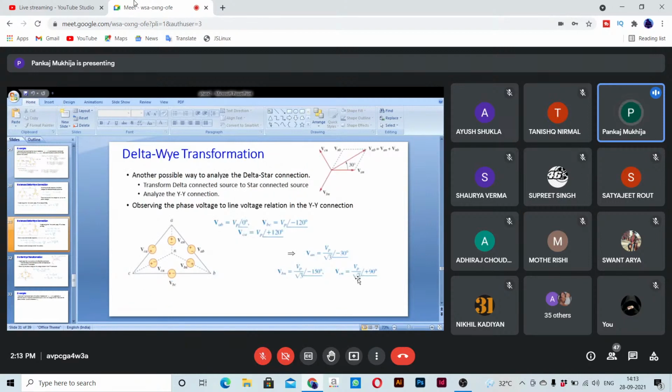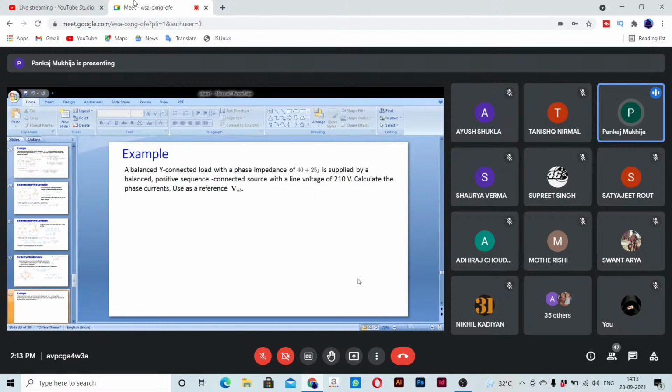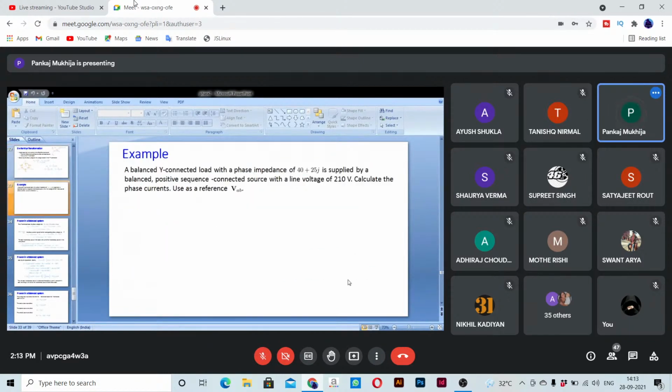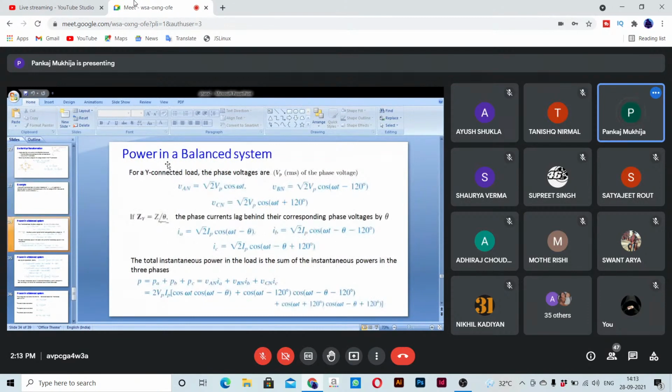Okay, so delta Y transformation, we have already seen that, so I'll not discuss it. But this example you can see when I post it again, you can read it if you want, but I'll not require any discussion as such. So next what we have is the discussion on the power.